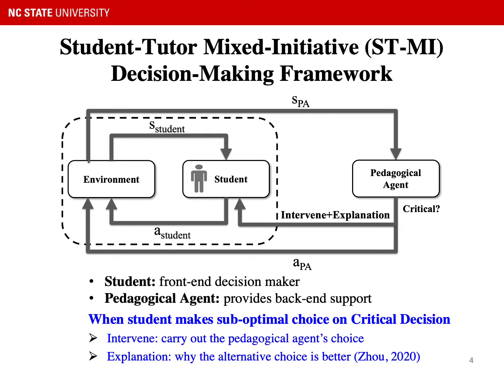Here, intervention means that the tutor will carry out the pedagogical agent's choice. A lot of research has demonstrated that a pedagogical agent can be effective in improving students' learning, so its decision is effective and optimal. And before the intervention, the tutor will explain to the student why the alternative choice is better, which aims to smooth the student-tutor interaction.